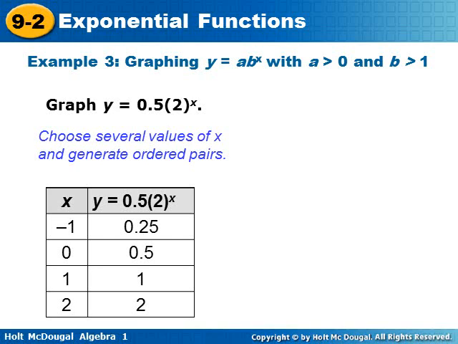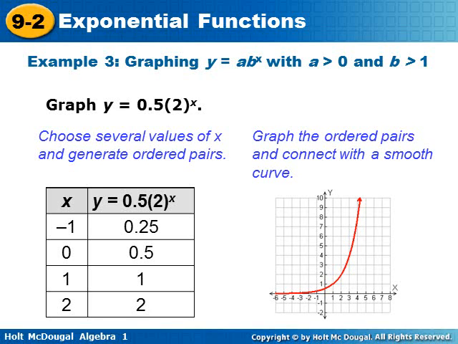We're going to plug -1 in for x, 0 in for x, 1 in for x, and 2 in for x, and we end up with 0.25, 0.5, 1, and 2. So when we plot them on a graph and then connect those dots, it should form a smooth curve.